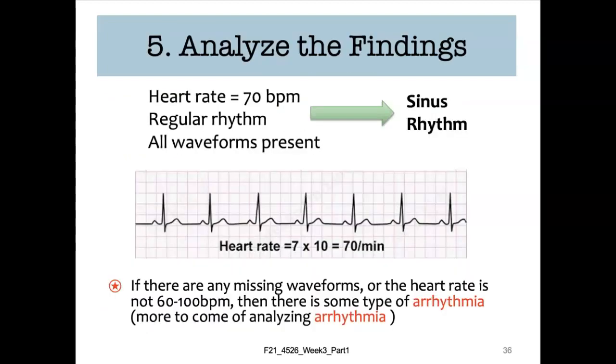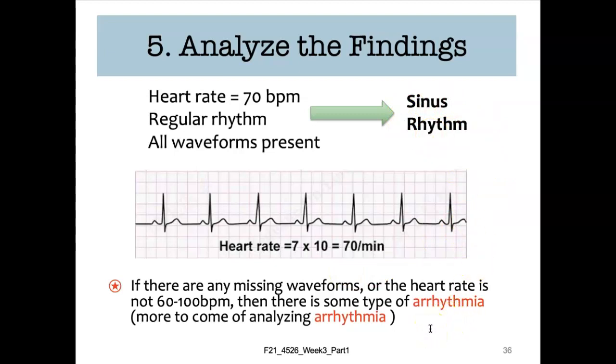So then we go into analyzing the findings. We know that our heart rate was 70 beats per minute, and that's normal. We used our piece of paper, and we can map along here to see that, yes, the rhythm is regular, and all waveforms are present. The P, the QRS, and the T for every complex is present. So that is a sinus rhythm. That is a normal sinus rhythm.